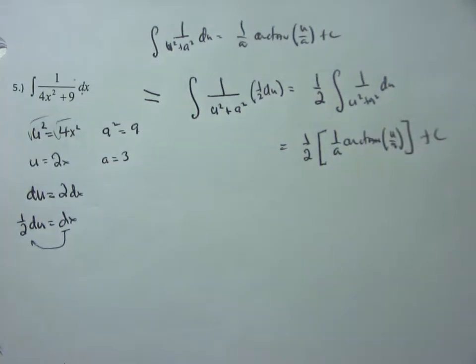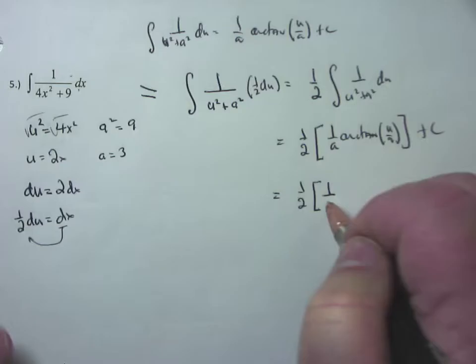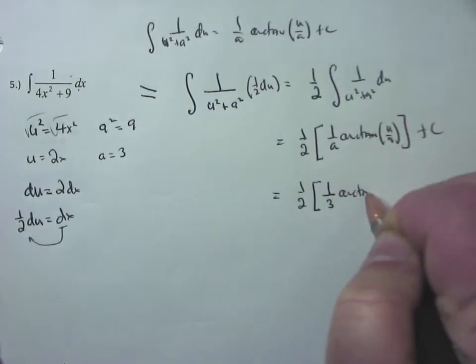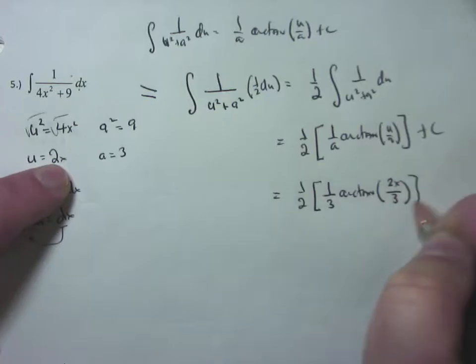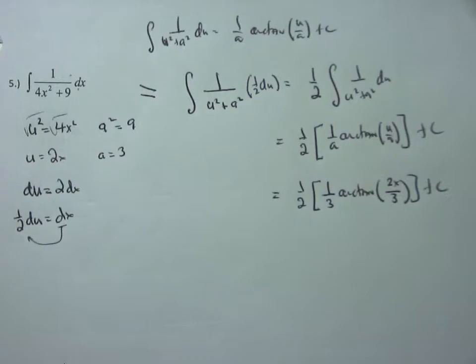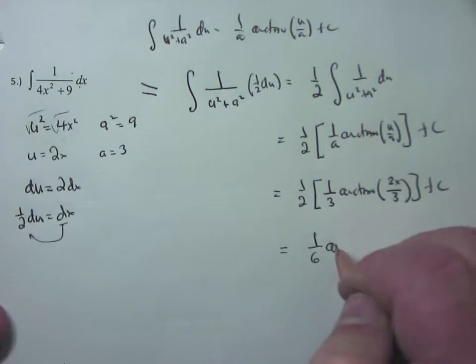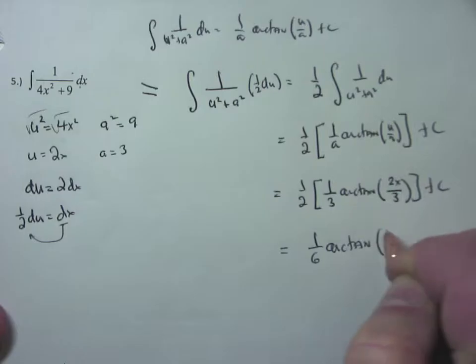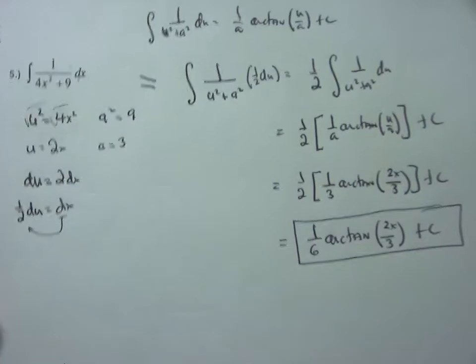And then with classic u substitution, after I integrate it, what do I have to do? Back substitute. So this is equal to 1/2 times 1 over a, which is 3, times the arctangent of u, which is actually 2x over a, which is 3, plus c. And then, of course, the last thing I'm going to do here is clean up my fractions. What's 1/2 of a third? 1/6. So I got 1/6 times the arctangent of u, which is 2x over a, which is 3, plus c. And there is my integral.